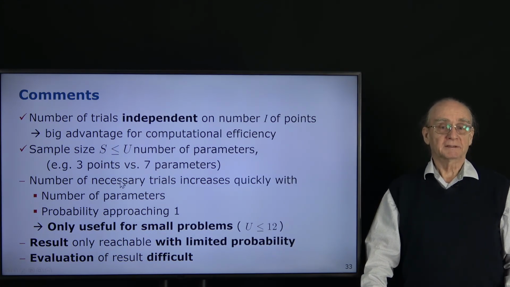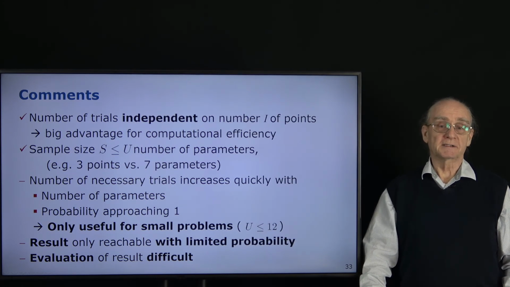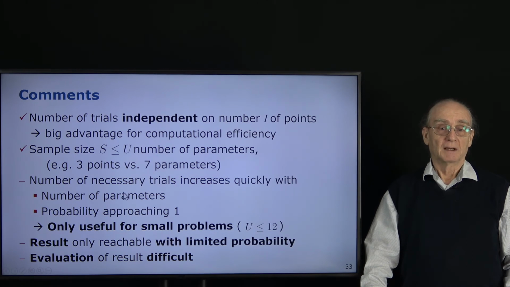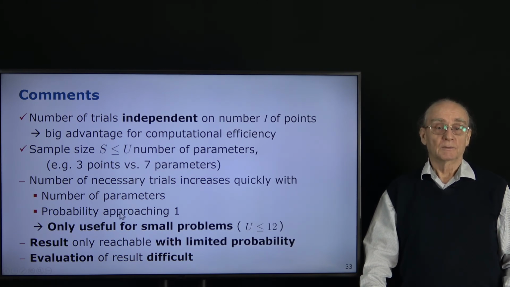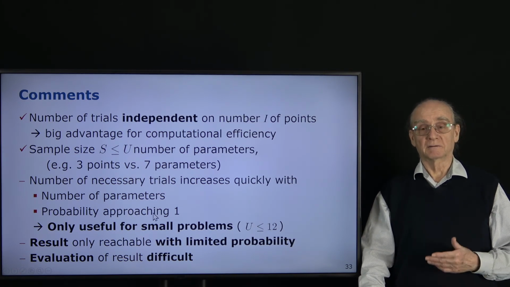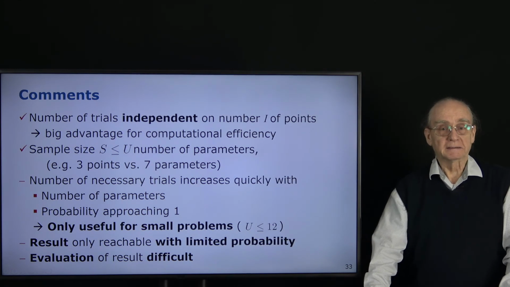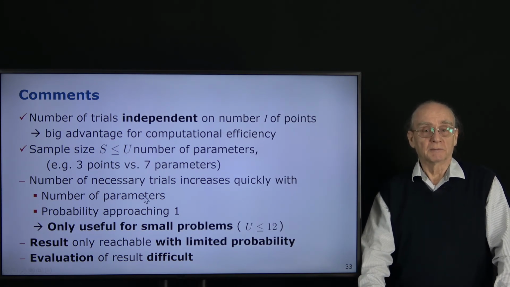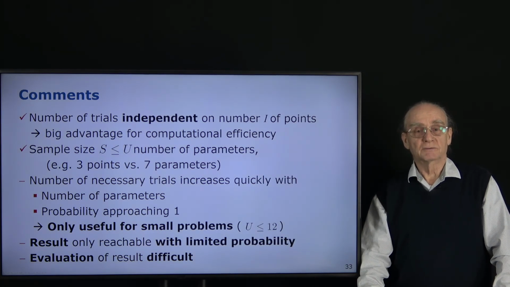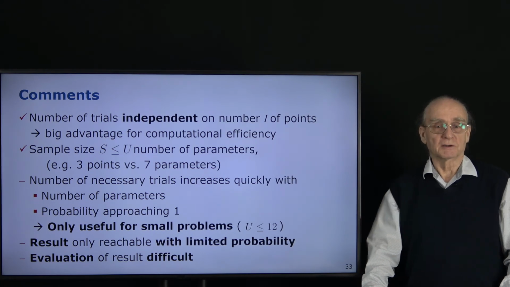The bad thing is that the number of necessary trials increases quickly with the number of parameters. And it increases quickly with the probability approaching 1. So if we increase the required probability or the number of parameters, things slow down. That means this method is really only useful for small problems, let's say below a dozen. There are still a lot of practical problems which have this property.